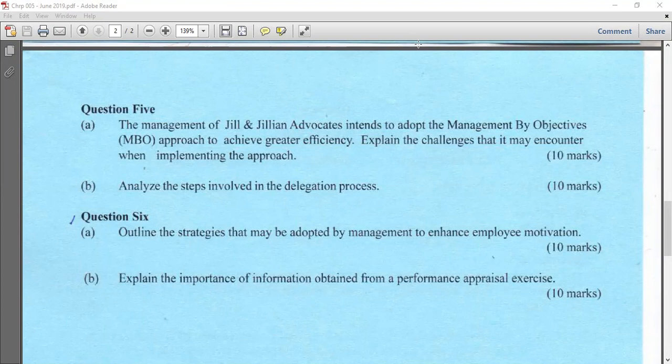Yes, 6B, the last one. Explain the importance of information obtained from a performance appraisal exercise. We read: explain the importance of information obtained from a performance appraisal exercise. Yes, anyone? The importance of information from a performance appraisal exercise. Yes, anybody?